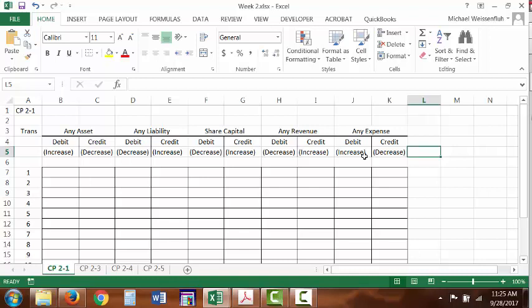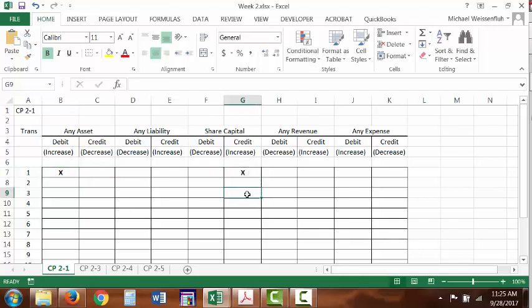So for this first one, for example, if you look at your text, it'll say for number 1, and this is the transaction numbers over here. Number 1, the issued share capital for cash. So what's being increased? Your cash account's being increased. Cash is an asset account. If you read the text, it'll tell you that. So put an X there for cash increases, and they're buying share capital, so share capital's increased. You look over here, credits increase.